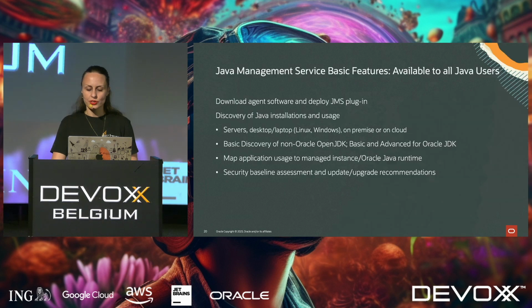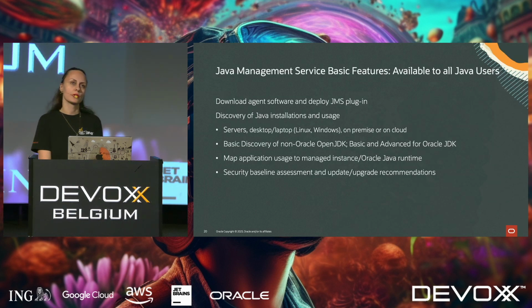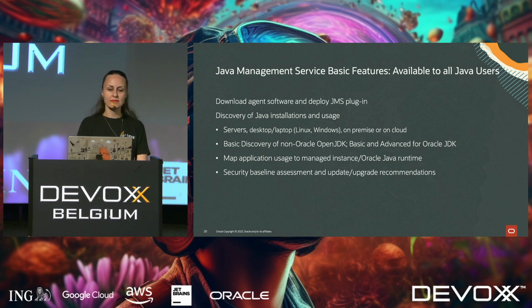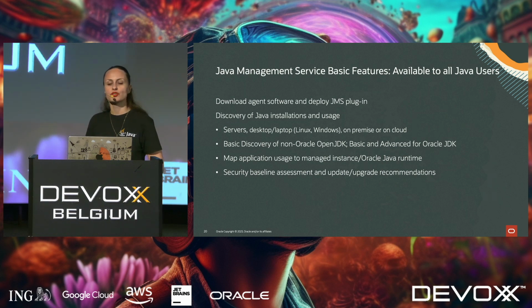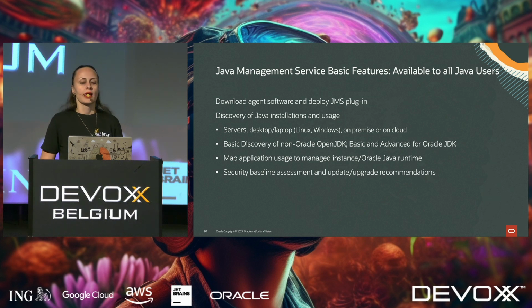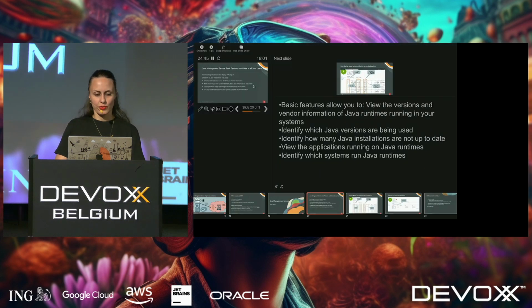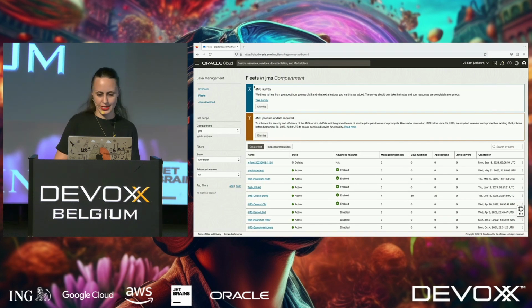The basic features, after you download the software to install the JMS plugin on what you want to scan, allow you to view the versions of the vendor and, of course, the Java runtimes running in your system, identify which Java versions are being used, identify how many Java installations are not up to date, view the installations running on Java runtimes, and of course identify which systems run Java runtimes. So without further ado, let's look at it.